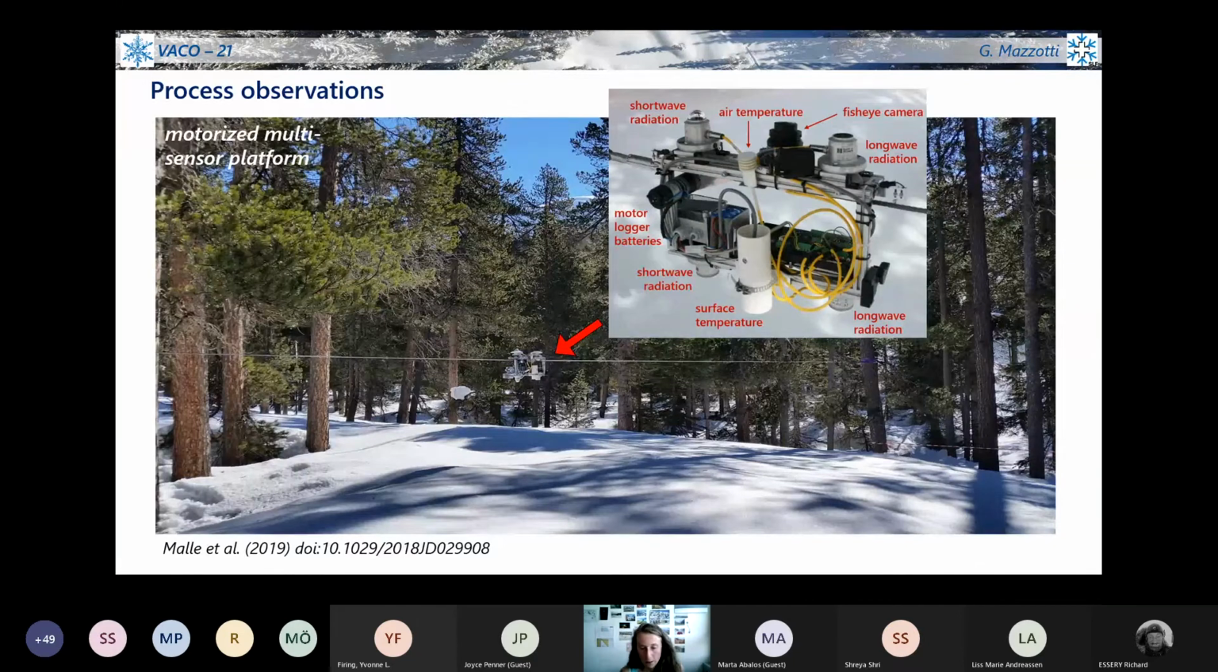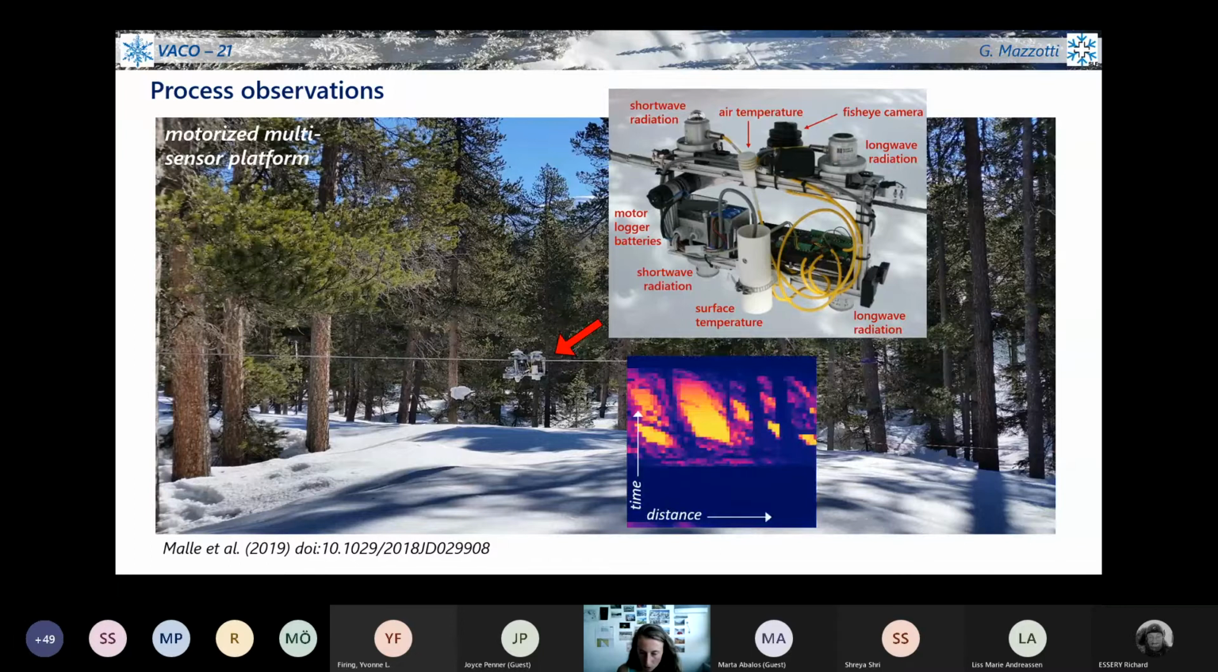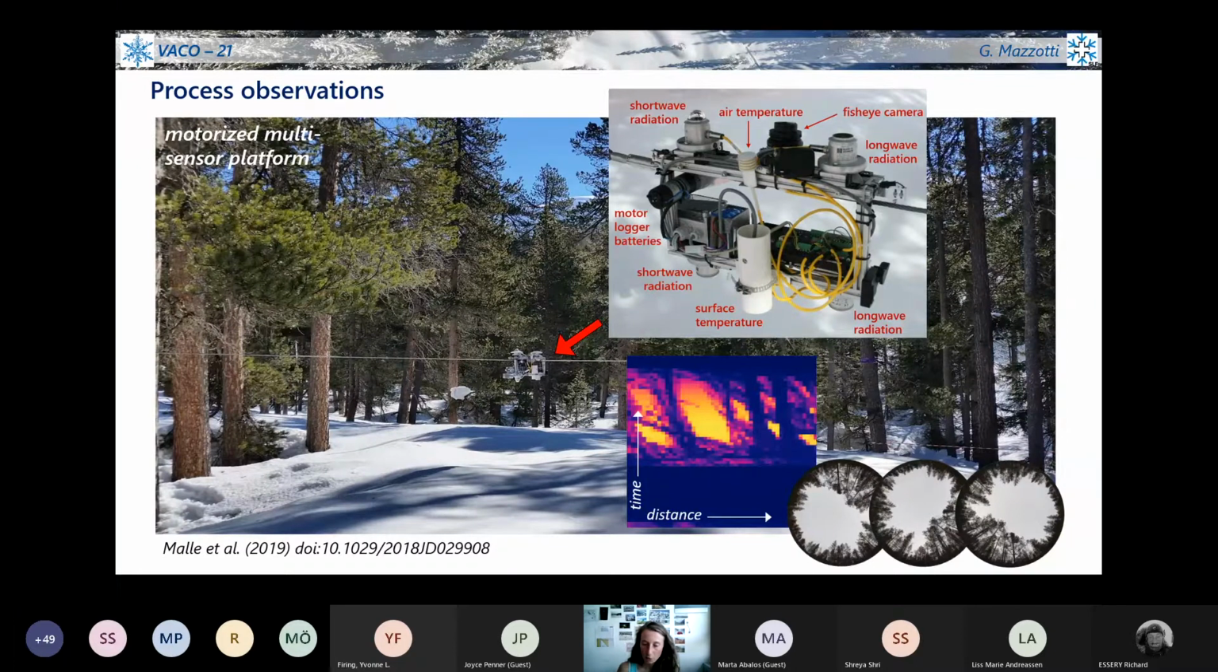So the device that you see here is a motorized cable car system that carries a variety of meteorological sensors and also a camera. And now this device can move back and forth along transects in discontinuous forest. And as it does so, it captures both the temporal and the spatial variability of all the measured variables. Here you see an example of variability patterns that we observed over a day in incoming shortwave radiation, for instance. And now, since the cable car also captures images of the canopy, we obtain information that we can reference to the meteorological measurements.